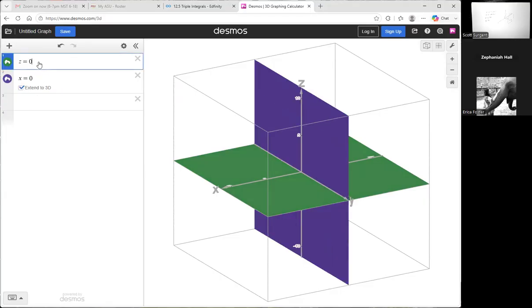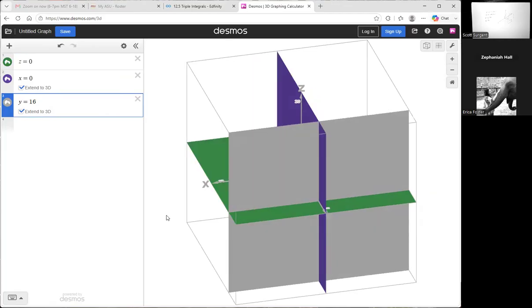And now what I'm going to do is immediately go back and say, well, I know it's z equals zero, and I know it's going to be x equals zero. Actually, let me just continue on. Let me go to y equals 16, extend to 3D. I need to, there we go.